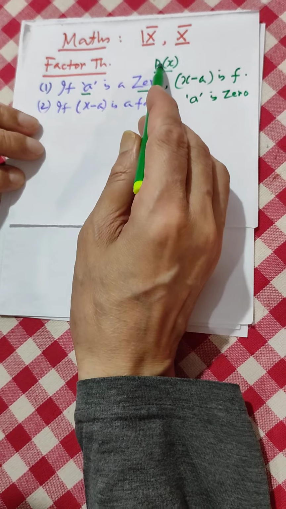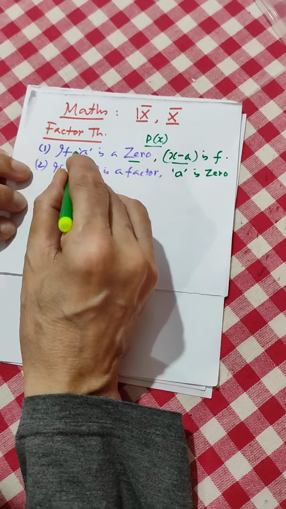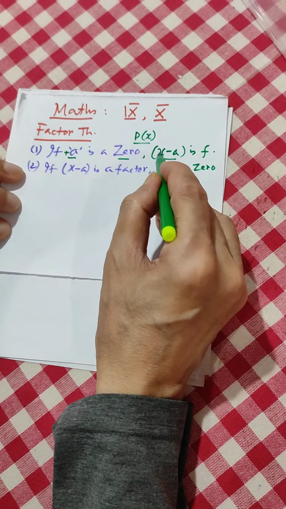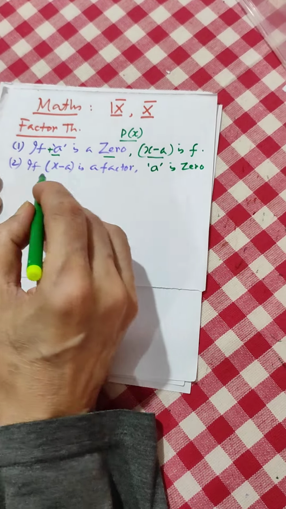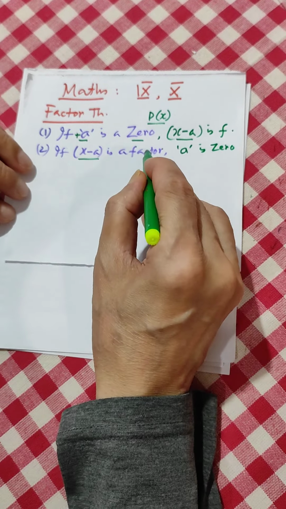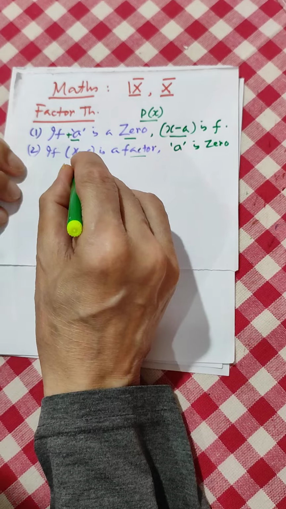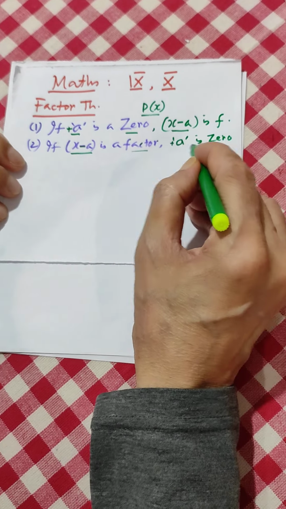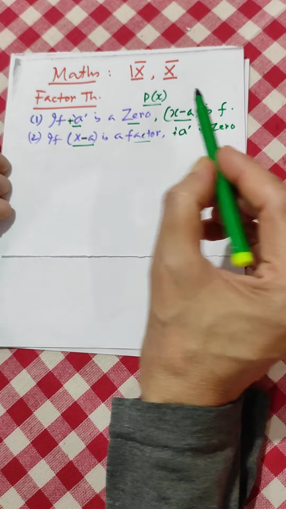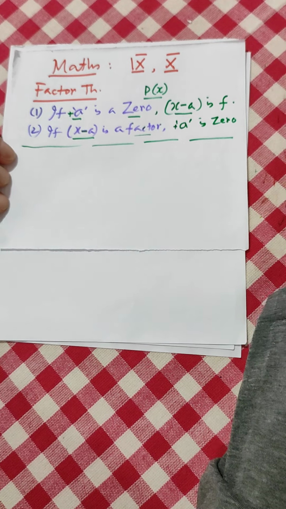If a is a zero of the polynomial p(x), then x minus a is a factor. Now this a means plus a. This is plus a, therefore it is minus a. If it is minus a, then it will be x plus a is a factor, opposite. So the second part is what? If x minus a is a factor of polynomial p(x), then a is a zero. Now again opposite, this is minus a, therefore this is plus a. Plus a is 0. If it is x plus a, then minus a is 0. Clear? So these are the two parts of the factor theorem which we learned in class 9.